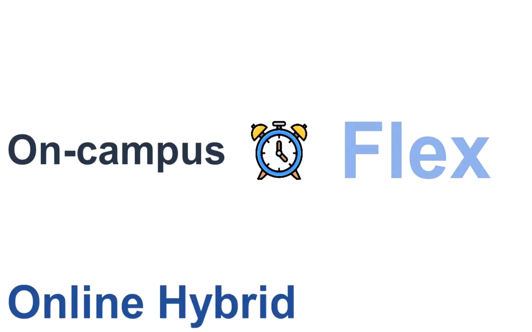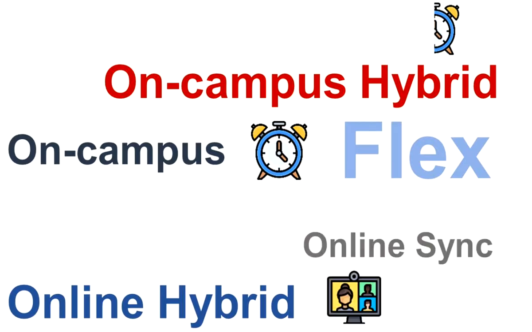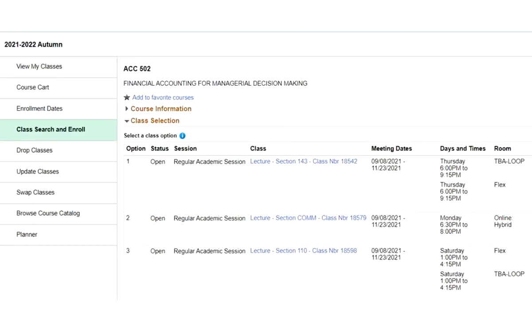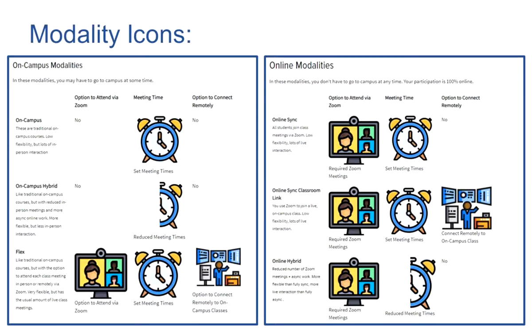While you can attend most classes on campus, we offer a number of classes online in a variety of modalities that you'll see as you are building your schedule for the upcoming terms. We will show you how these different modes of instruction are represented in the Campus Connect class schedule. You can also find a visual summary of your options on the Student Success website, which includes the modality icons from this video.